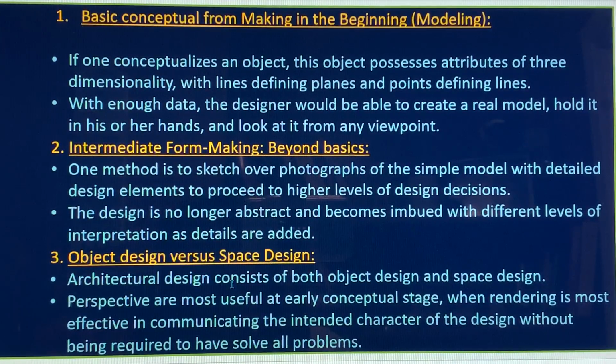Architecture design consists of both object design and space design. The object is the main target of the design, and the space is what is held around the object. Perspectives are most useful at the early conceptual stage, when rendering is not as effective in communicating the intent and character of the design without having to solve the problem.